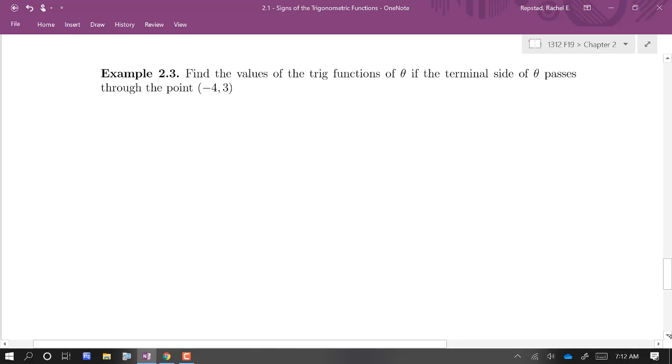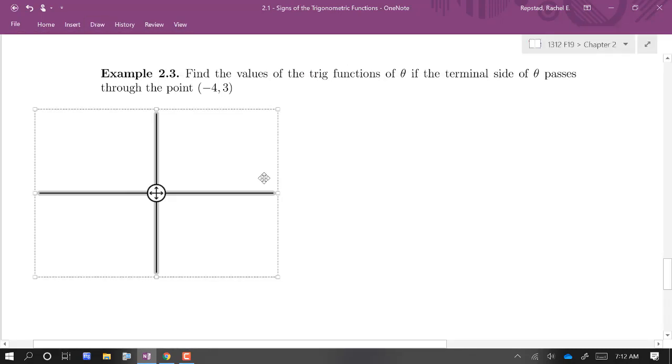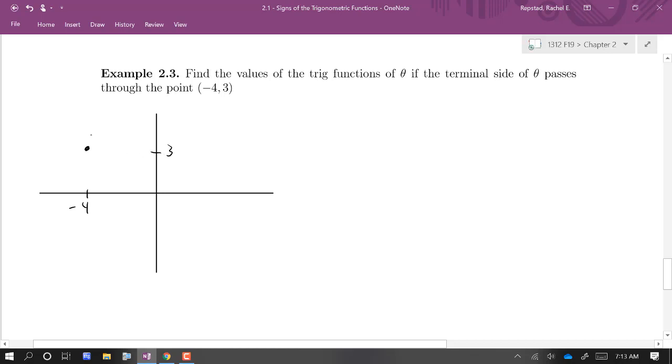trig functions are. So the first thing I'm going to do, the only information they gave us is the coordinates of some point. So I'm going to just plot it. So here's the angle theta that we're looking for.